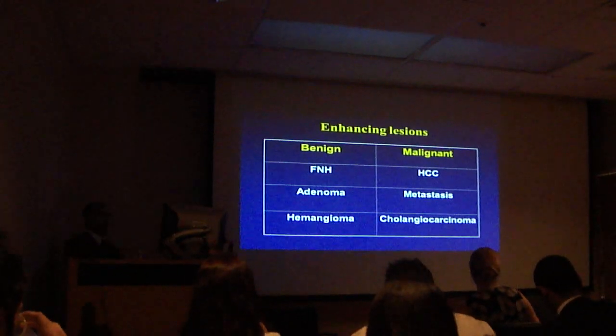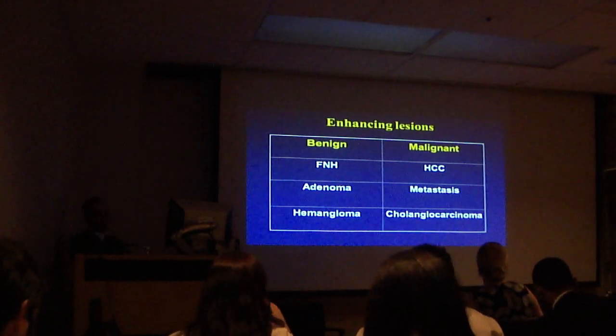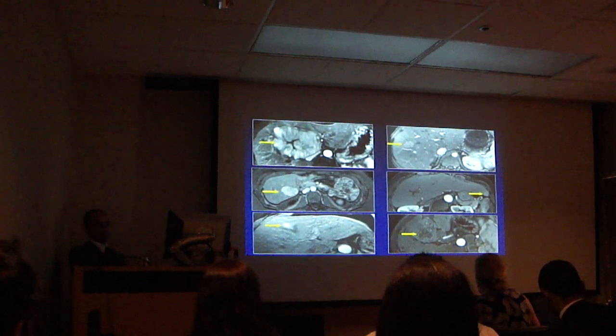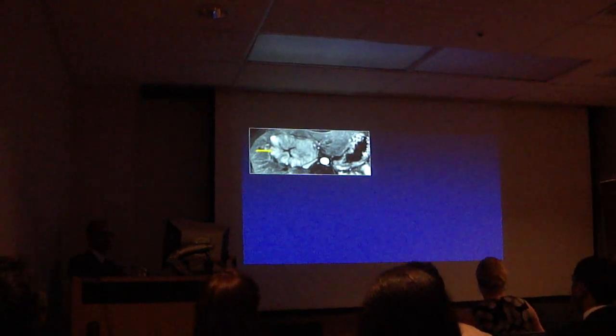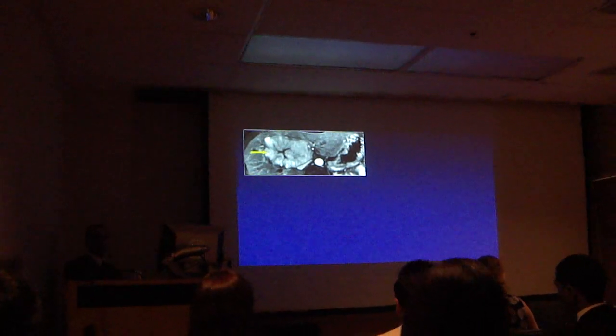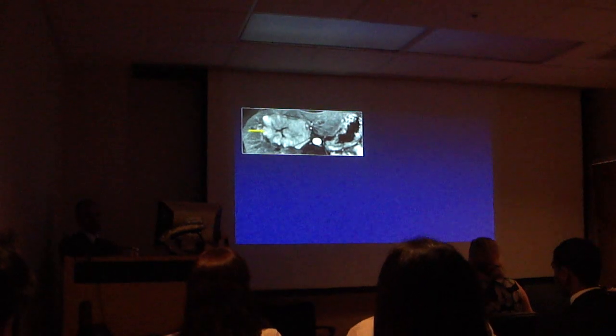Enhancing lesions, benign: FNH, adenoma and hemangioma; malignant: HCC, metastasis and cholangiocarcinoma. So here are 6 lesions. We'll dissect them one by one. But is there anybody who wants to take this lesion and give us a diagnosis? Not describe the lesion. What do you think it might be?